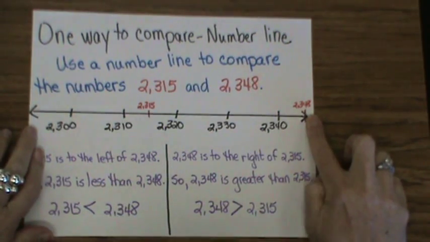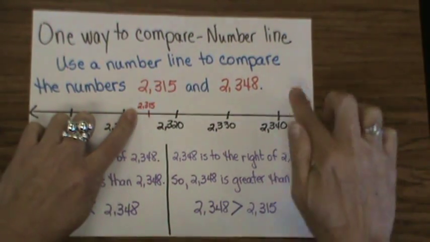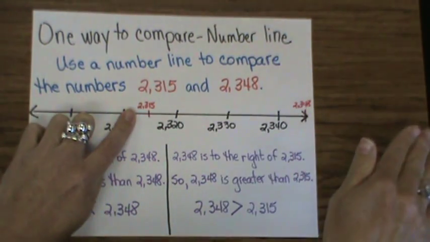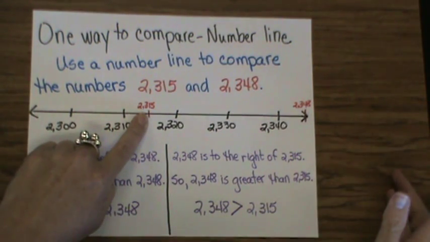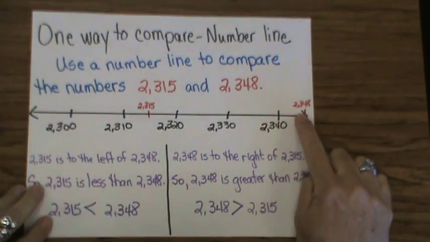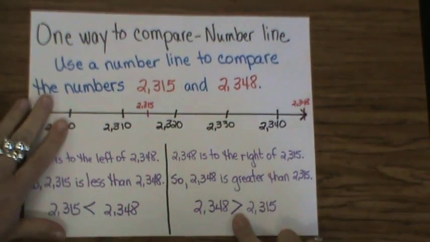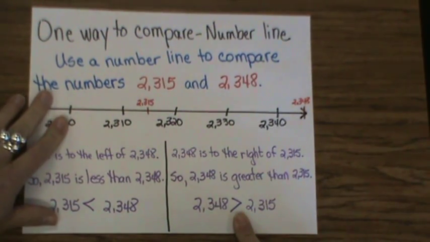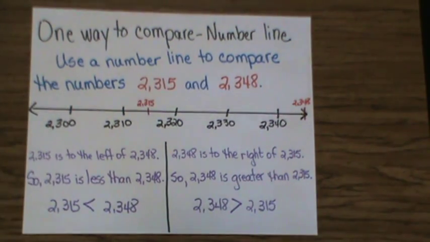2,348 is way up here on my number line. 2,315 is way back down here. So 2,348 is to the right of 2,315. So 2,348 is greater than 2,315. And there's that symbol that we talked about that we have to know. If it's standing all by itself, 2,348 is greater than 2,315. So we've used our number line.